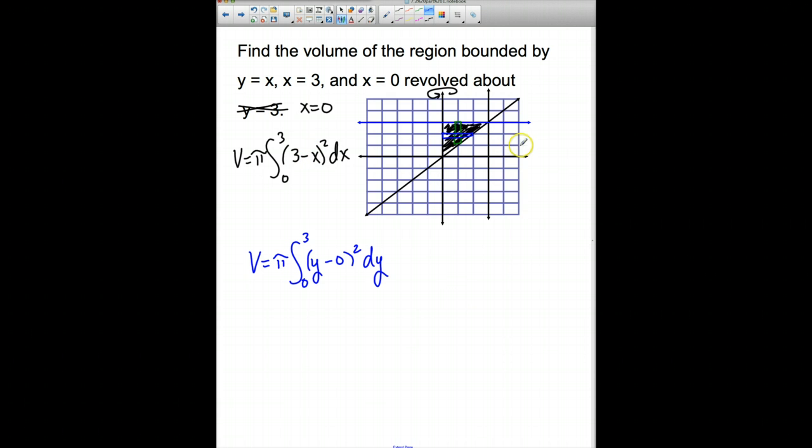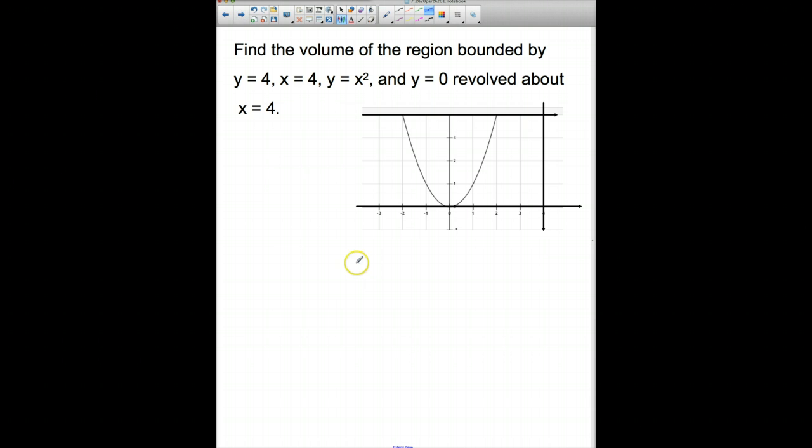In the next couple of lessons, we're going to be talking about how to rotate a region like this around a different line. Like, what about this line, or this line, where our region is not lying on the axis that we're revolving around. How about this? Find the volume of the region bounded by y equals 4, that's this line, x equals 4, that's this line, y equals x squared, that's this line, and y equals 0. So it's a strange little region. It's actually this region here. So don't always assume it's inside of the function. It could be next to the function.